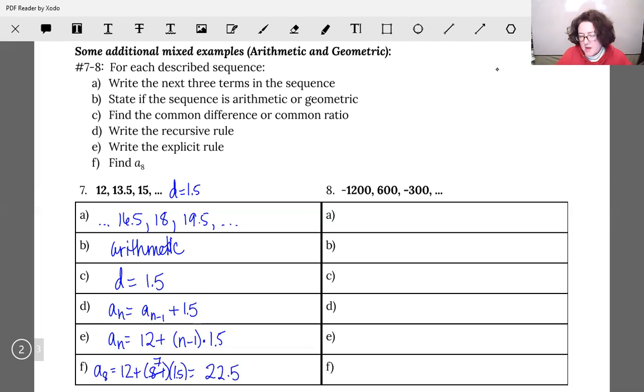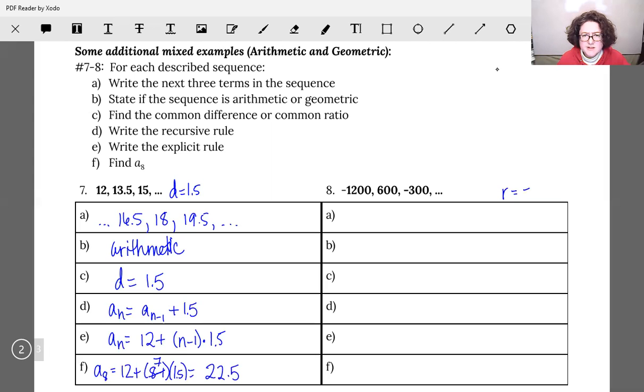Likelihood is the next one is a geometric sequence. The other thing that gives it away for me on this one is you'll notice we're flip-flopping between positive and negative values. So I know whatever I'm going to multiply with my common ratio, it is going to be negative. And how do I get from 1200 to 600 and then to 300? I'm getting smaller, so you're probably going to be dividing by something or multiplying by a fraction.